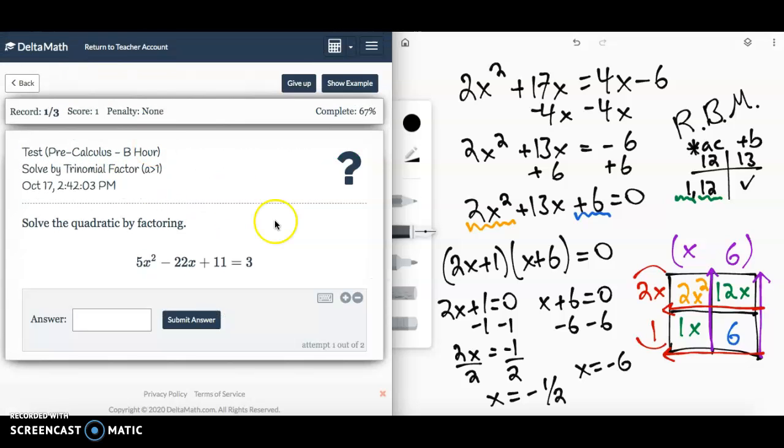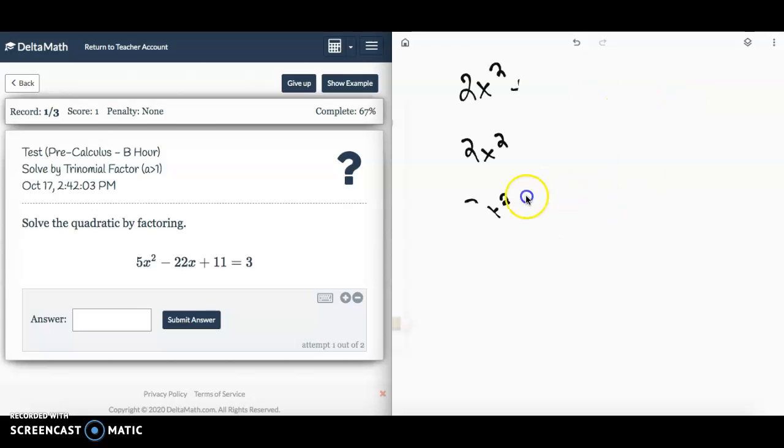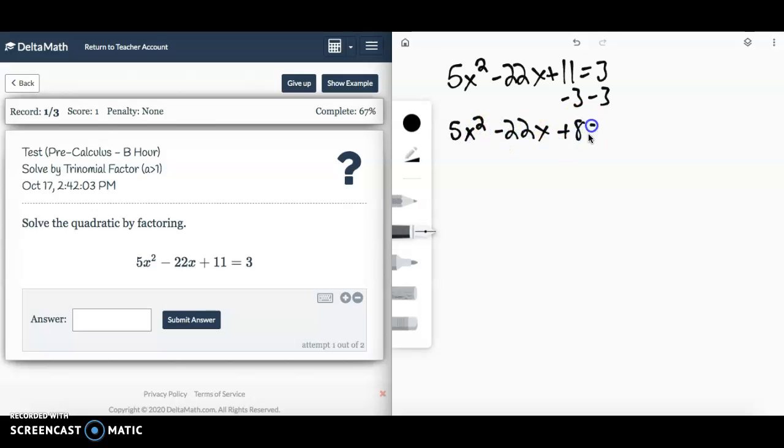Let's try to do 2 more of these because they're just a little bit longer. They're a more complicated version, but as long as you follow these steps every single time, you're going to be all right. So we start off with 5x squared minus 22x plus 11 equals 3. First thing we have to do is get it set equal to 0, so I'll subtract 3 from both sides: 5x squared minus 22x plus 8 equals 0. There isn't a GCF that I can pull out here, and I have a leading coefficient greater than 1, so I'm going to use my reverse box method to solve this.